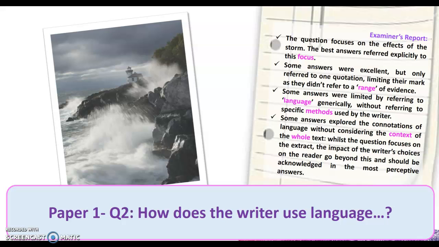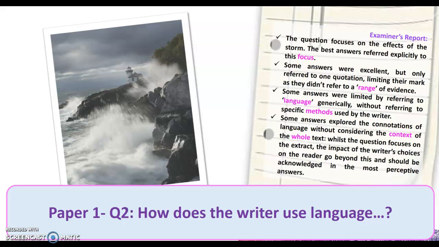The question focuses on the effects of the storm here. The best answers referred explicitly to that focus. Some of the answers in the mock were excellent, but only used 1 quotation, which limited their mark as they didn't have a range. So that's why I said pick out 2 or 3 quotations. Remember not to just throw that word language around really generically. You need to select methods and talk about specific methods. So that's what that previous slide had around the edge for you.